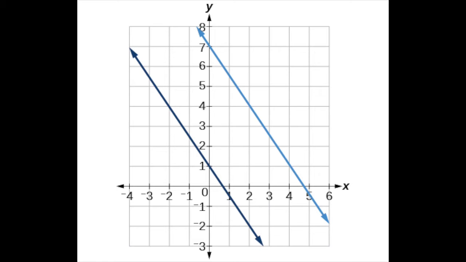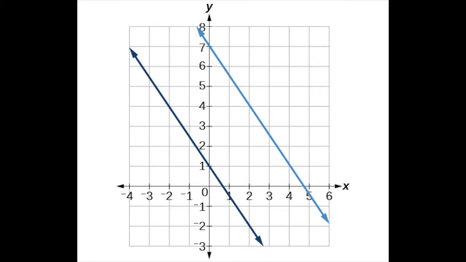Let's look at the slope for the dark blue line. We have a y-intercept of 1. So from that point, let's go down 3 in a negative direction and run 2. That would be -3/2, so you can see that they have the same slope. Parallel lines will always have the same slope.